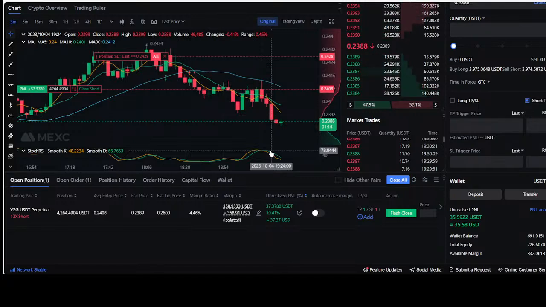Now the problem is that you have to master an entry. If you enter correctly every time, then you shouldn't need to add money, right? It's very rare. You should need to add money maybe one time for the spike that came out of nowhere, to get yourself a better average cost buy. But if you keep adding, then you know you need to work on your entry.